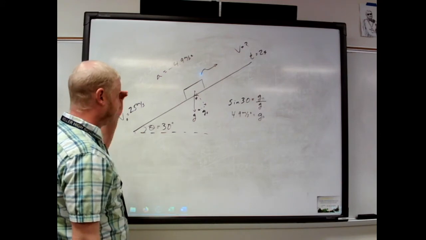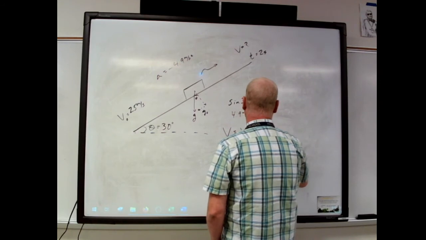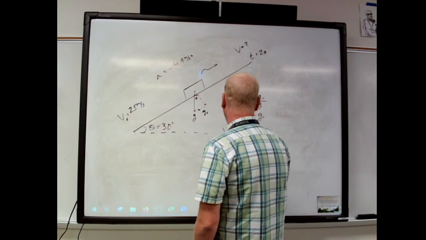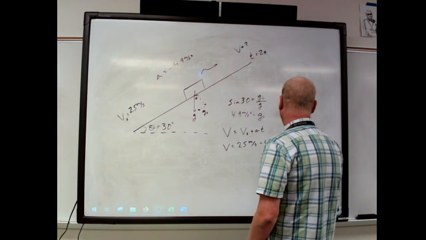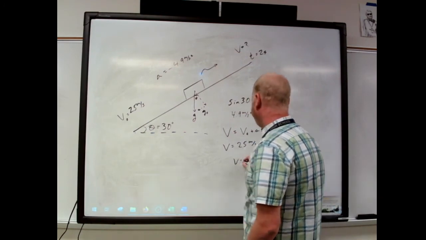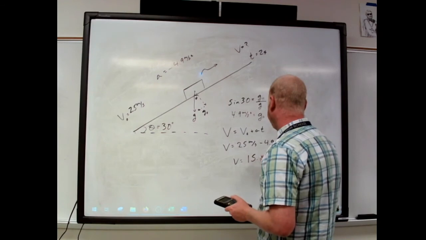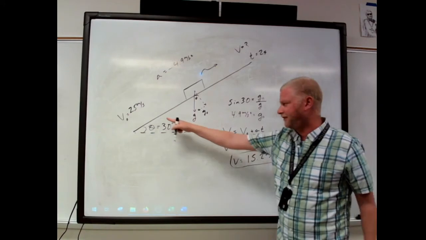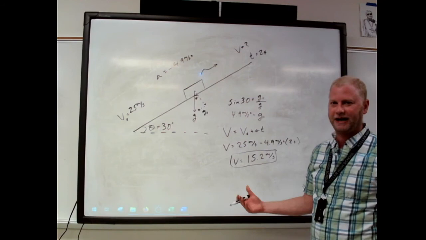All right, from here, again, it's just a simple kinematics problem where V equals V naught plus at. So V equals 25 meters per second minus 4.9 meters per second squared times 2 seconds. So V is equal to 25 minus 9.8, which gives us 15.2 meters per second. And again, do a gut check. Okay, that's less than 25. That's good. That's what we expect. We expect a coaster to slow down on the uphill.